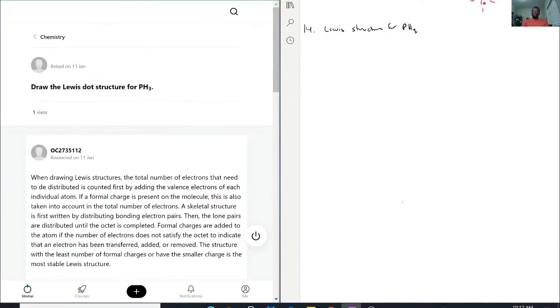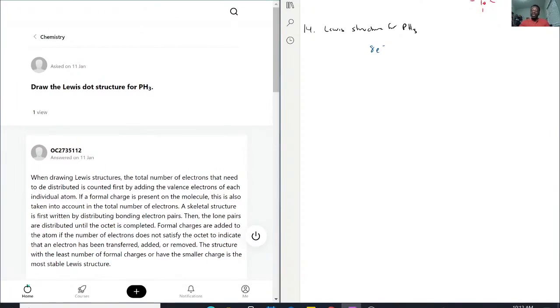So for this one, we're first going to see how many electrons we have in total to work with. Phosphorus is on the 15th column, so that's going to be 5 valence electrons. Hydrogen is on the first column, so that's 1 each. So 5 plus 3, we need to work with 8 electrons, okay?